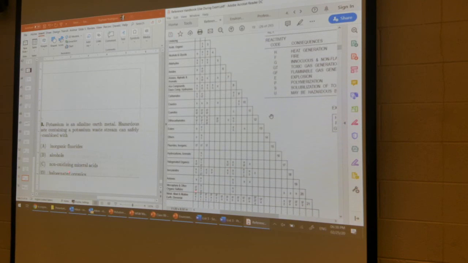No good. Halogenated organics, keep going down the list. Carbamates, esters. Halogenated organics, number 17. Go down 17 with 21. Metals has H and E. This is bad. H is heat, E is explosion. So they definitely shouldn't mix. And then we found, as the first alternative, inorganic fluorides are safe.